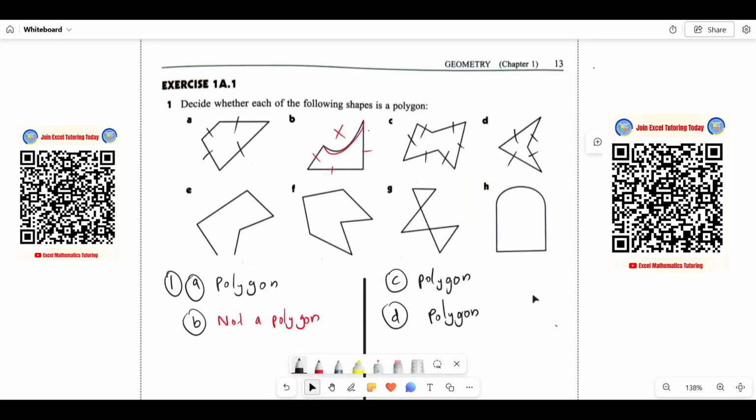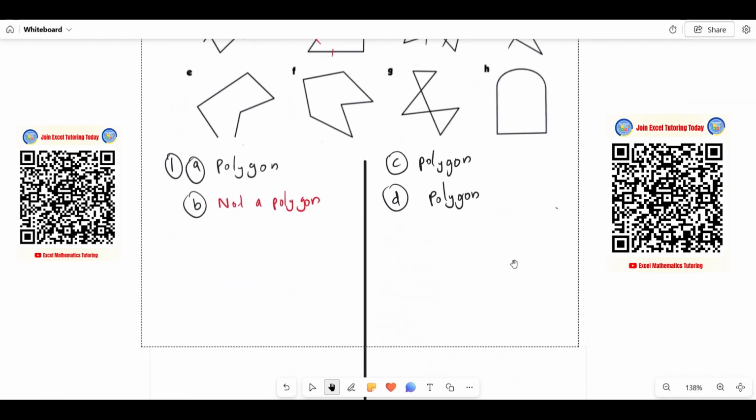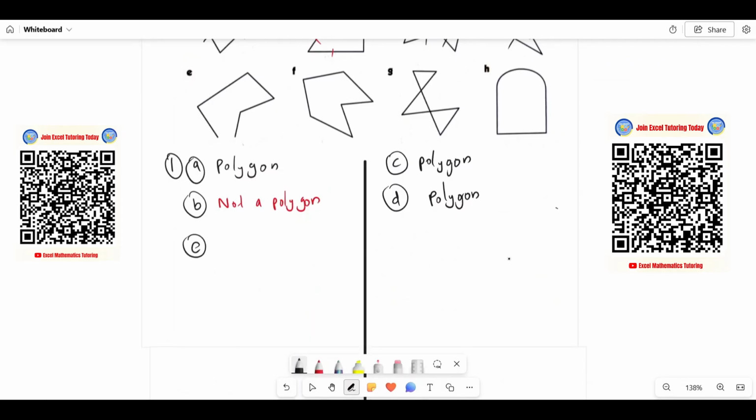And what about the next figure? Is that a polygon? That is E. In E you can see there is a gap and the sides are not closed. Of course every side is a straight line, but here you can see a gap. There is no side here, so this one is open. So it's not a polygon.